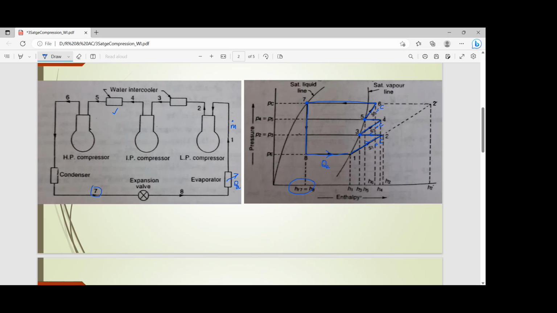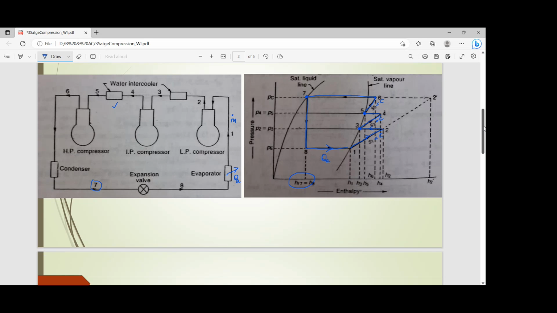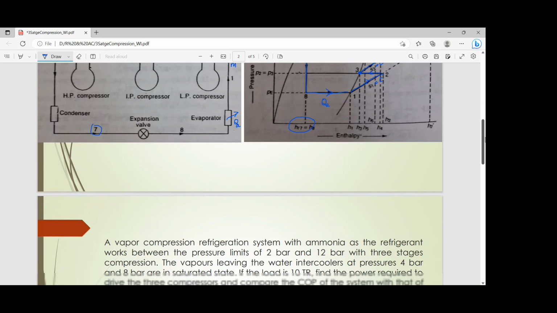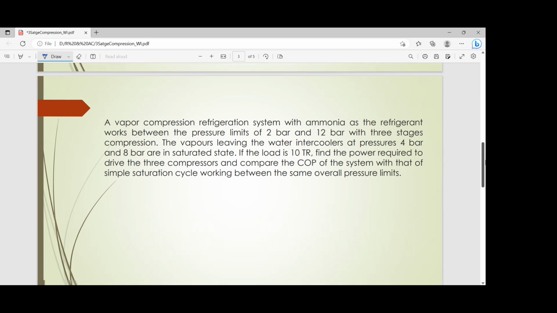Okay, so this is quite simple. There is no change in the mass flow rate. In all the components, you have the same mass of the refrigerant that flows through the system. Okay, so let's look at a sample problem and see how we can solve this.